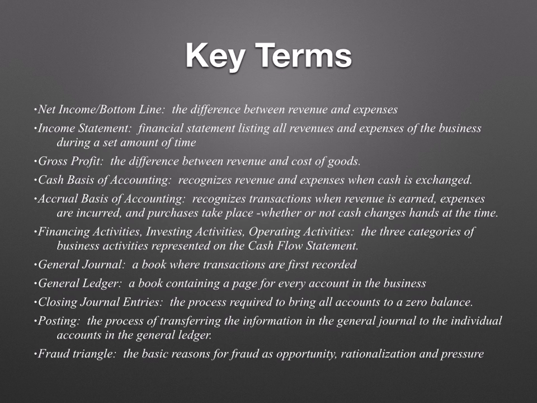The net income, or bottom line, is the difference between revenue and expenses. Gross profit is the difference between revenue and cost of goods. The general journal is a book where transactions are first recorded. And posting is the process of transferring the information in the journal to the individual accounts in the general ledger. And most importantly, the fraud triangle. These are the basic reasons for fraud: opportunity, rationalization, and pressure.